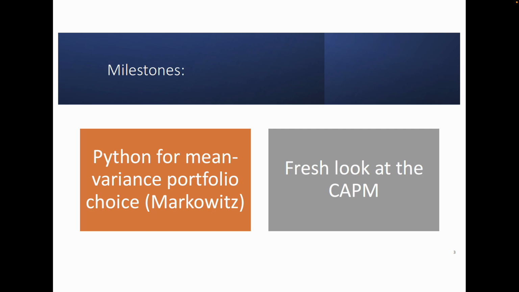And the second milestone for today is a fresh look into the capital asset pricing model, assuming you haven't heard about that before. We will start off with the Markowitz investor and see that the CAPM, which is a theory that tells us how expected returns should be determined in equilibrium, is a natural consequence of Markowitz investors. And both of these concepts were awarded with a Nobel Prize a few decades ago.